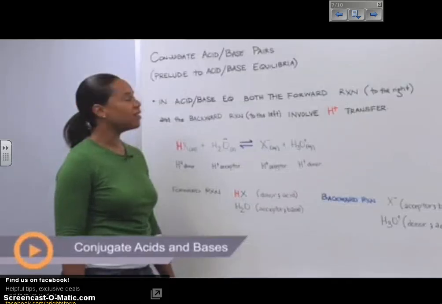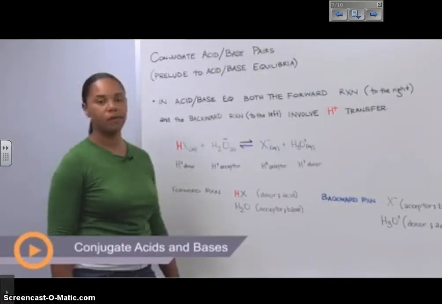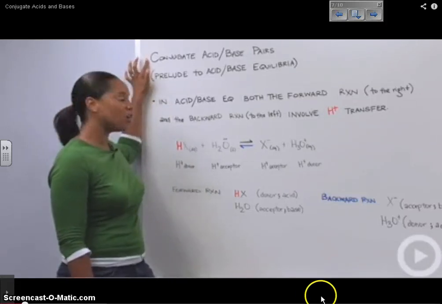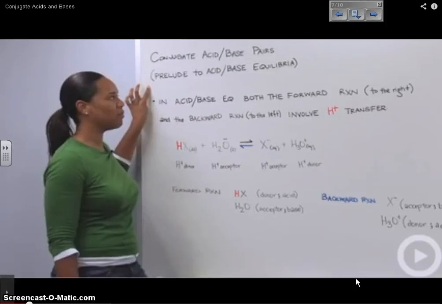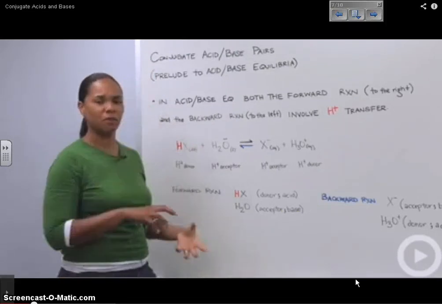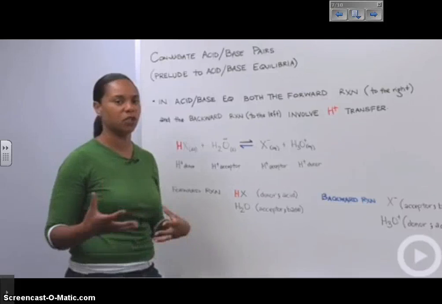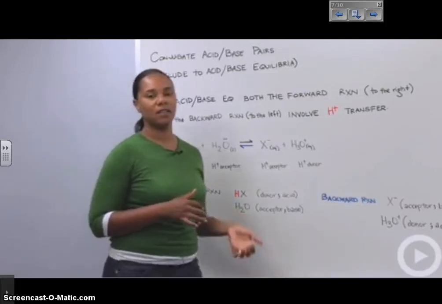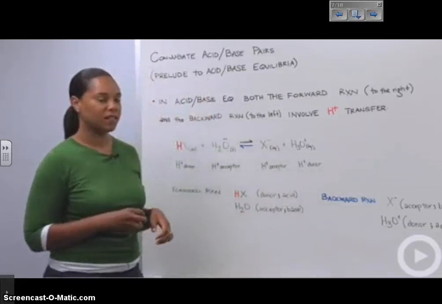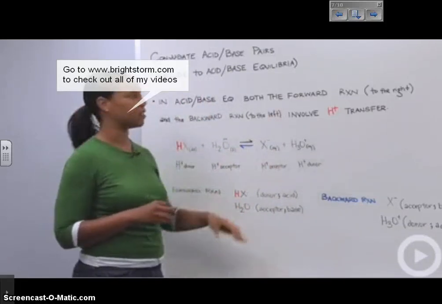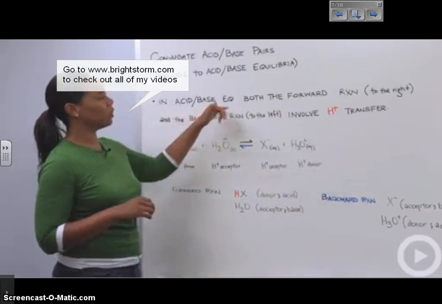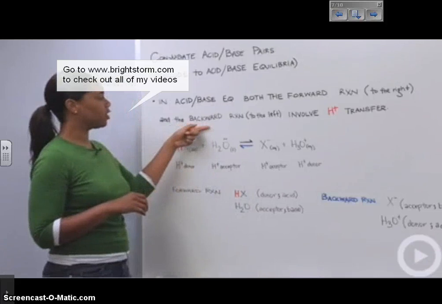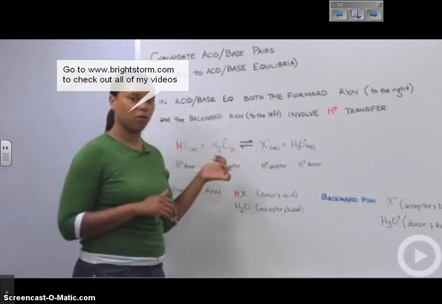Hi guys. Let's jump into some more information about acids and bases, and let's specifically talk about conjugate acid-base pairs, which is kind of a prelude to talking about acid-base equilibria, and kind of a mixture of talking about equilibrium systems, which we should have already encountered at some point. Remember again that an acid is a proton donor and a base is a proton acceptor. In an acid-base equilibrium, both the forward reaction, the reaction moving to the right, and the backwards reaction, the reaction moving to the left, involve proton transfer.